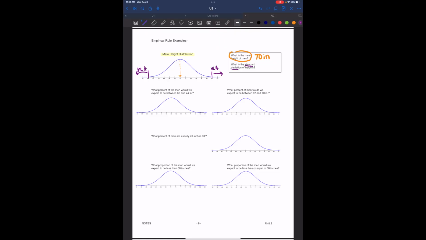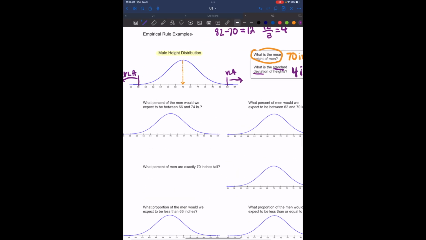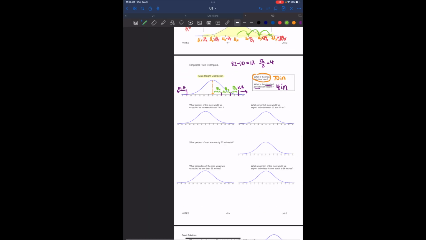Proceeding on here, we know from 82 to 70, that range is about 12. And we know that we need to break that up into 3 because there are 3 standard deviations to get to that very point. So 12 divided by 3 is 4, so my standard deviation is 4 inches. Let's put that on here so we can see. So this would be 1 standard deviation away, plus 4, 2 standard deviations away, and then 3. So you can kind of see that breakup, and you could do the same thing in the other direction as well.